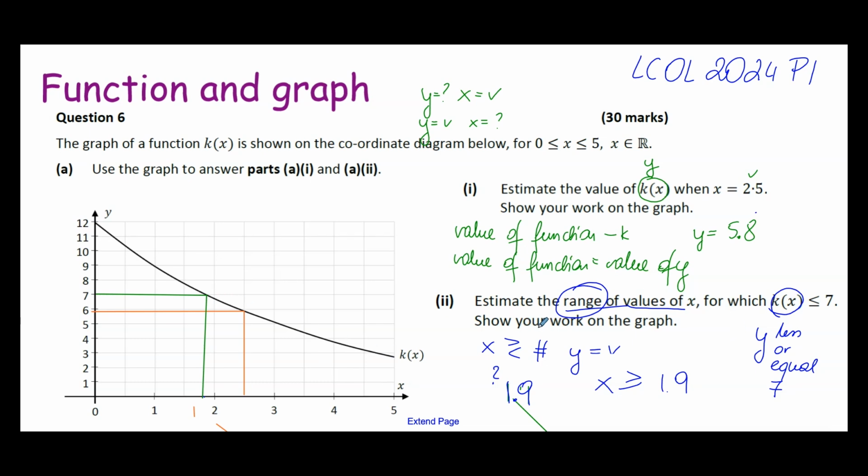So don't forget, in a function question, it's all about x and y. We just have to identify what they give us and what they are looking for.